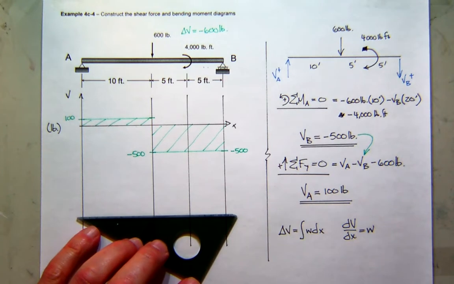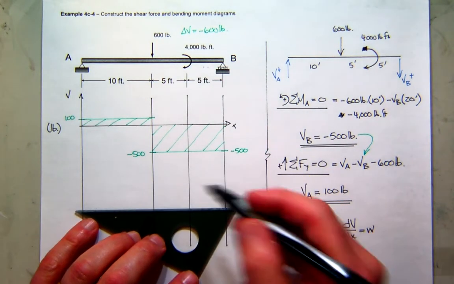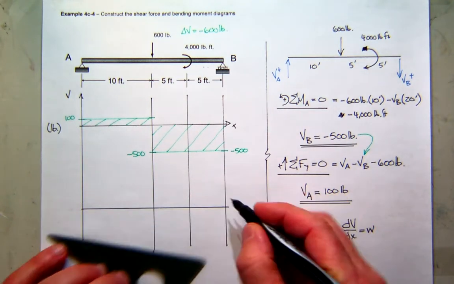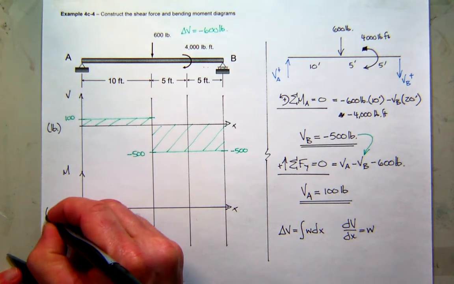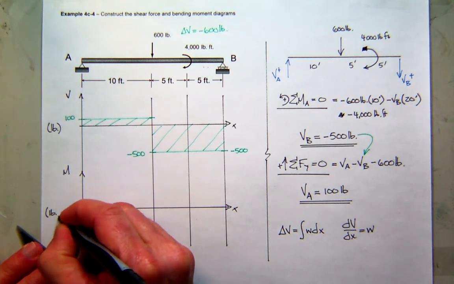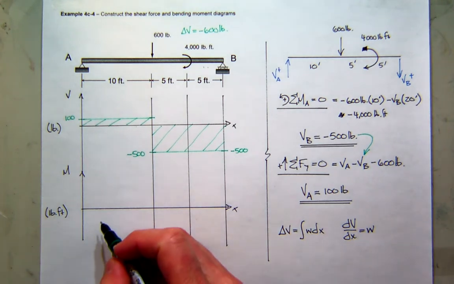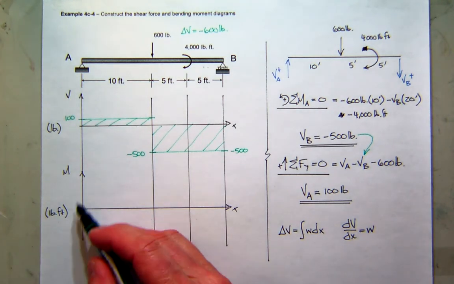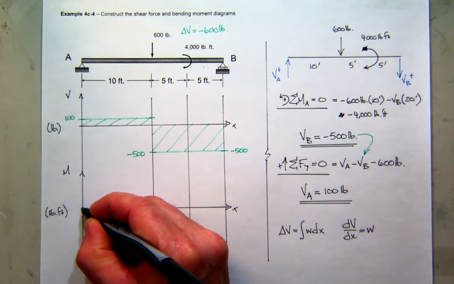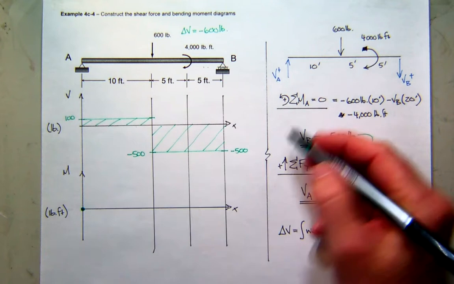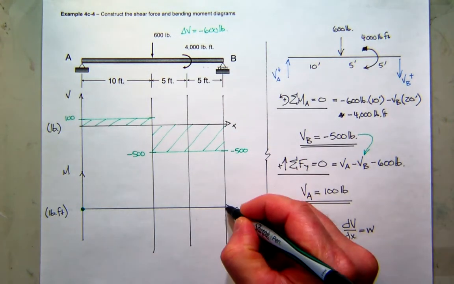Okay, so now that we have a shear diagram that looks pretty decent, let's draw a moment diagram. So again, we'll assume positive x, positive value for moment, and all these units will be in pound feet. What do we know about the moment here at the starting point on the left side at A? It is 0. What about on the end? Do we know something about the moment here at B? It is 0.